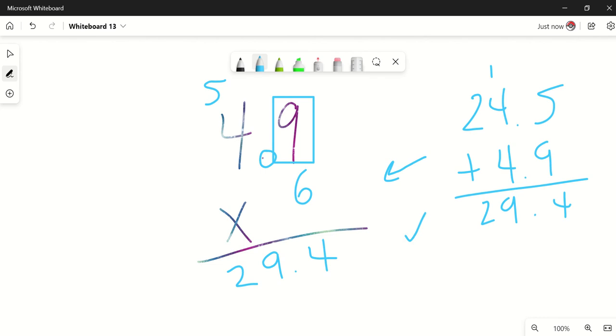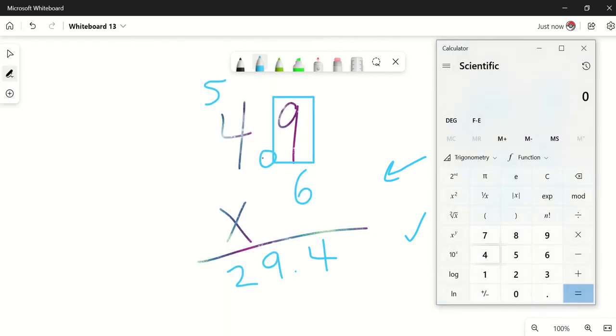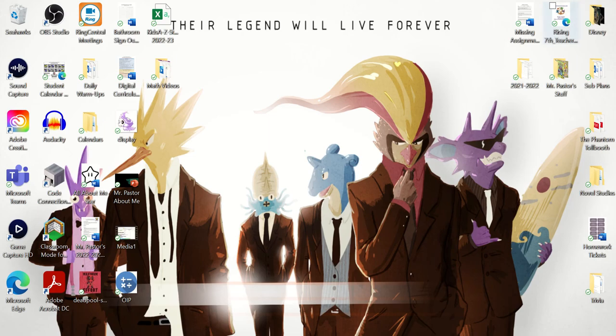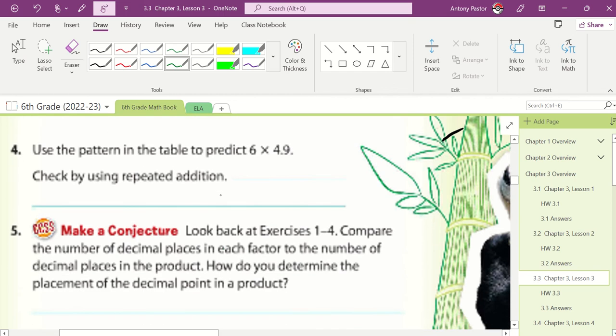And if you want to take it one step further and check on your calculator, you can do that. 4.9 times 6 equals 29.4. So we're good on that end. And we predicted that one.